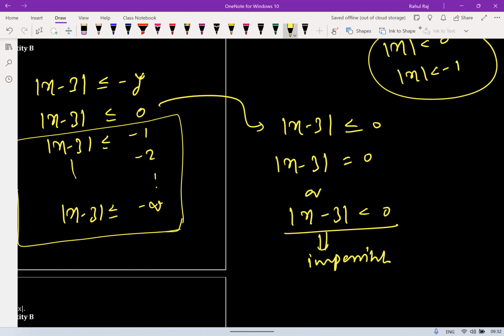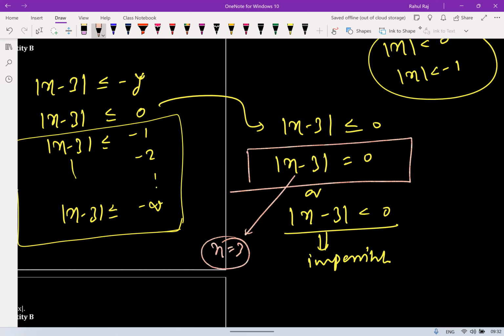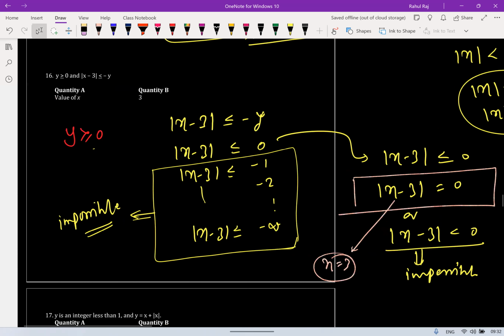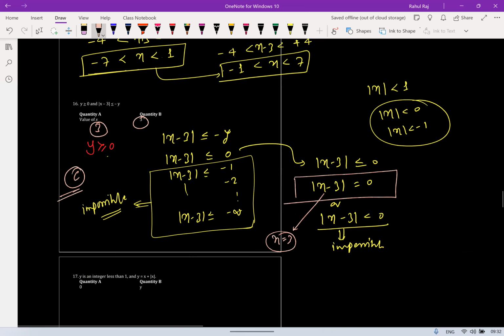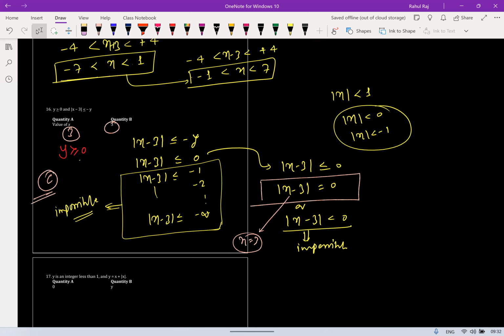So I'm left with only one situation, and that is mod of x minus 3 is equal to 0. When is this possible? Only when x is equal to 3. So technically, the value of x is 3, and this is also 3, so the answer should be C. It is all about how you solve it. This is an impossible condition. I'm left with only this condition, mod of x minus 3 is equal to 0, and that is only possible when x is equal to 3. So we are done.